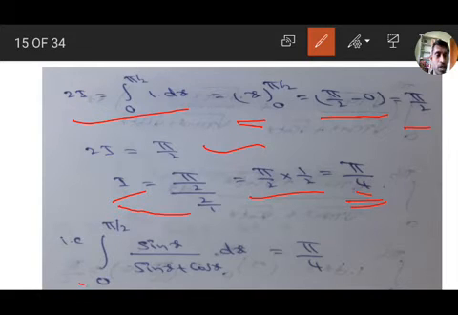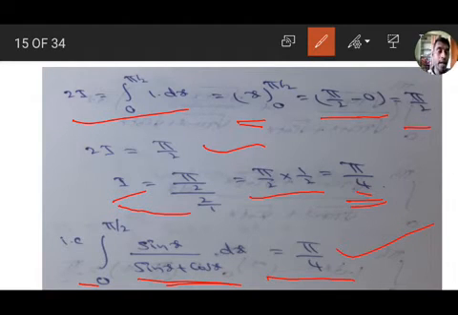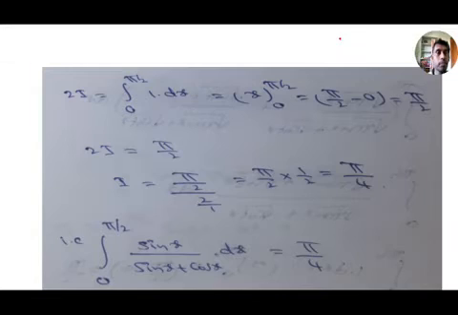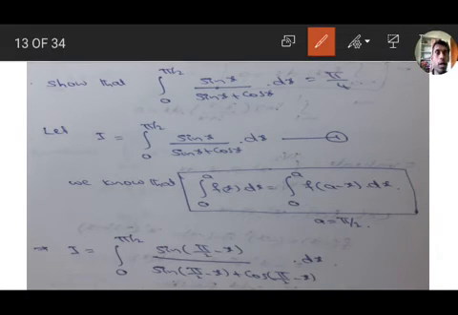That is, integration 0 to pi by 2 sin x by sin x plus cos x dx equals pi by 4. First we took the problem as I. I will repeat the problem. Show that integration 0 to pi by 2 sin x by sin x plus cos x dx equals pi by 4. So let I equal to the given integration 0 to pi by 2 sin x by sin x plus cos x dx, and take it as equation 1.